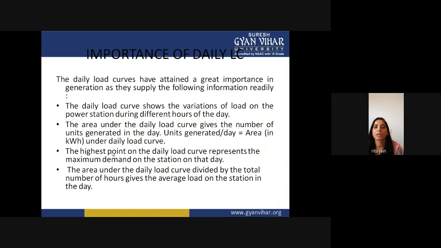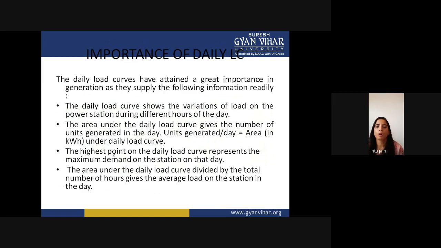So first, the daily load curve shows the variation of load on the power station during different hours of the day. The second one, the area under the daily load curve gives the number of units generated in the day. So units generated per day is equal to the area under the daily load curve. Okay. So from the graph, you can easily find out how much generation, how many units a power plant is generating, by calculating the area under the curve.